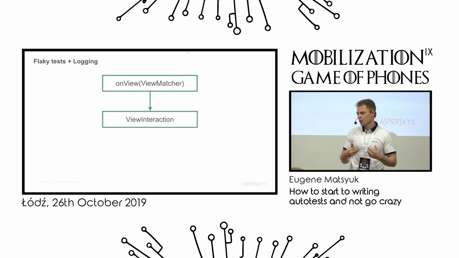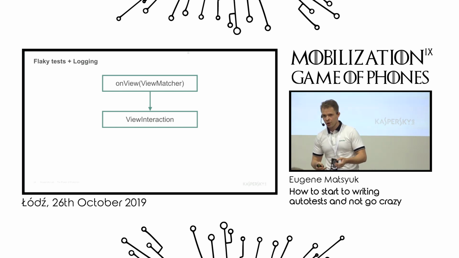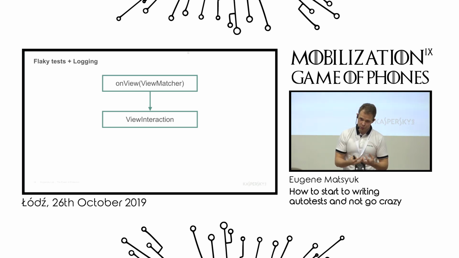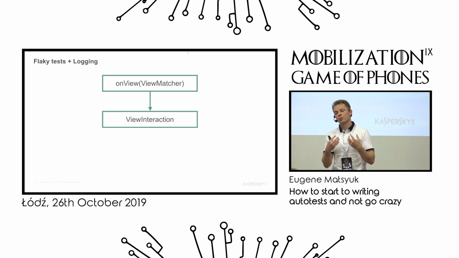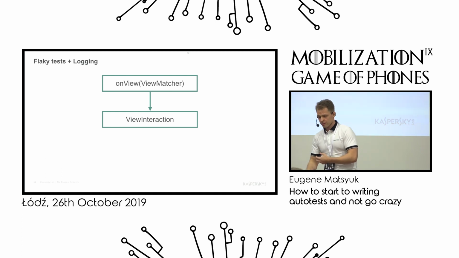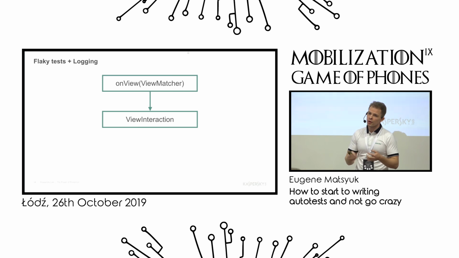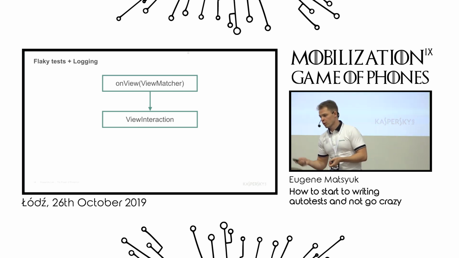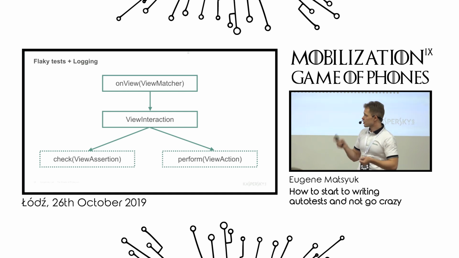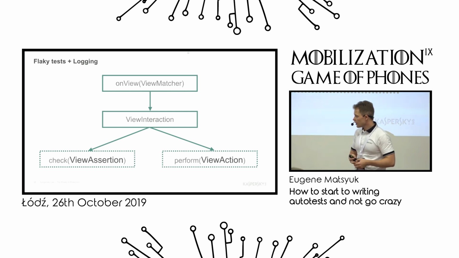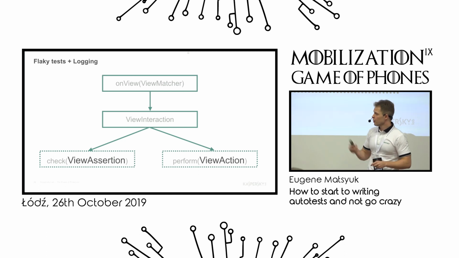ViewInteraction is the most important and basic class in Espresso. All actions and assertions over a view are available only through this class. And honestly, all actions and assertions over a view are available only through two methods of ViewInteraction. It's the check method and the perform method. And as you see, here we set implementations of arguments of ViewAction and ViewAssertion, where we can set rules for actions and assertions that we want to execute on the concrete view. Okay.